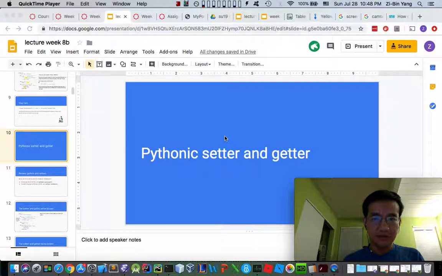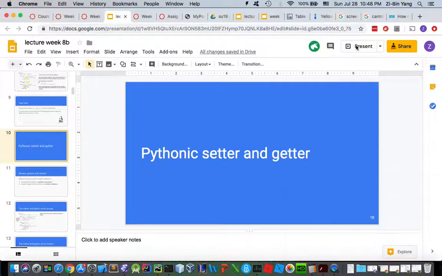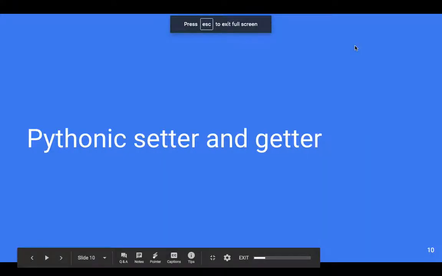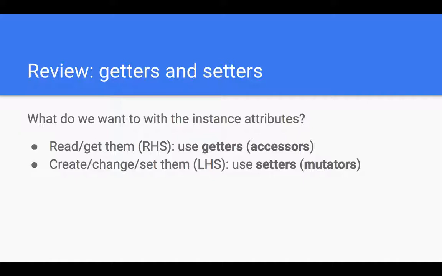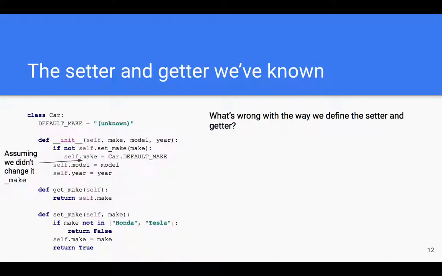Hello, so in this video we're going to talk about how to write Pythonic setters and getters, or how to actually write the real setters and getters in Python. Okay, so just a review, what are getters and setters? Well, we use getters when we want to read some instance attributes, and we use setters when we either want to change or set instance attributes, right? That's what getters and setters are for.